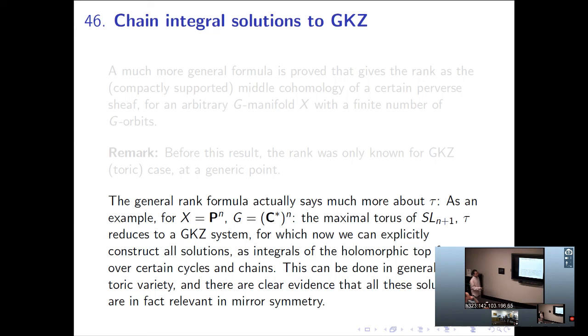For example, you take a projective space again, then tau reduces to a GKZ system. As we said, the period integrals of the hypersurface are solutions to this GKZ system, but it also has some other solutions. The nature of these other solutions was not very well understood. But now we can describe them very explicitly as integrals of a meromorphic top form with a log pole along the hypersurface over cycles and specific chains in the open complement.